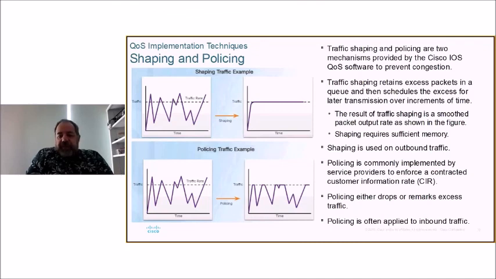Policing is commonly implemented by service providers to enforce a contracted customer information rate, or CIR. This is frame relay talk. Policing either drops or remarks excess traffic. Policing is often applied to inbound traffic. So basically, a CIR is often your contracted data rate. You can go over it if there's excess capacity available. If not, they'll either drop it or at least they'll mark it as being eligible for dropping.